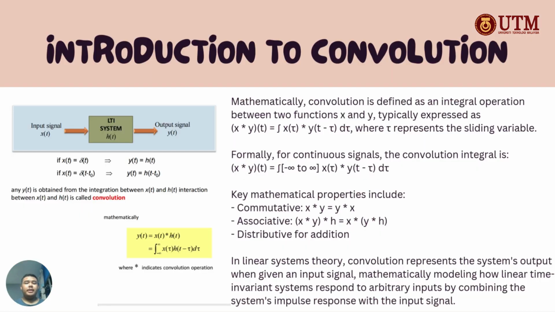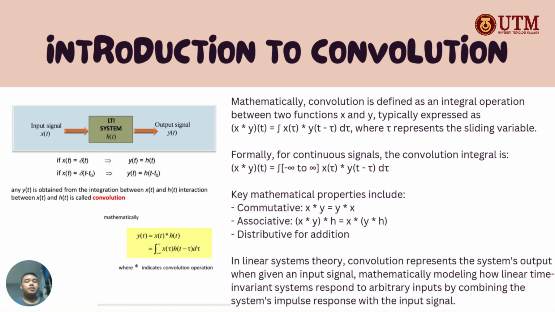So going on to the introduction of convolution, mathematically, convolution is defined as an integral operation between two functions x and y, typically expressed as (x * y)(t) equals the integration of x(τ) y(t − τ) dτ, where τ represents the sliding variable. For continuous signals, the convolution integral is (x * y)(t) equals the integration of x(τ) y(t − τ) dτ, with limits from negative infinity to infinity.